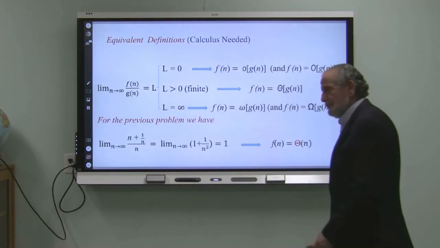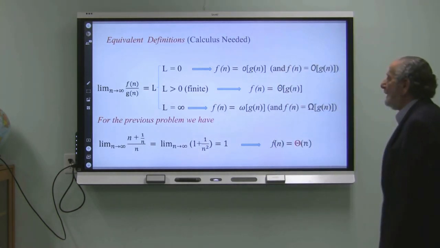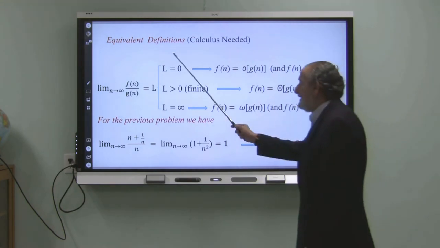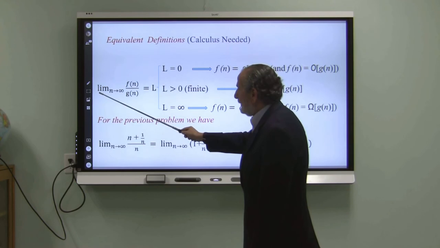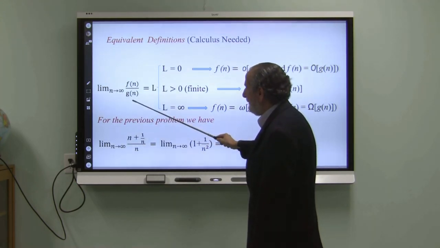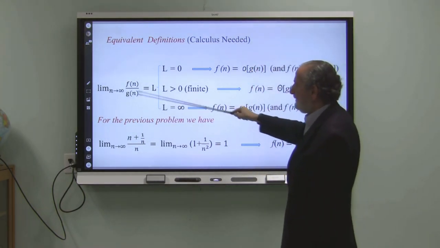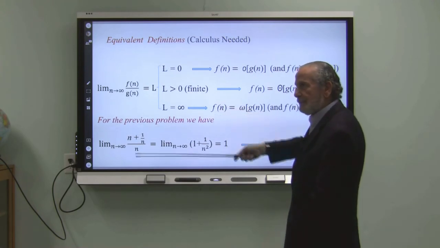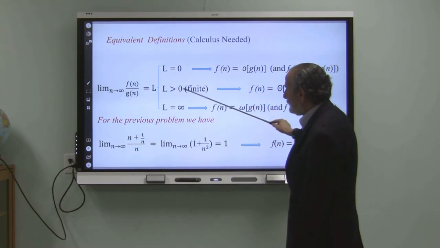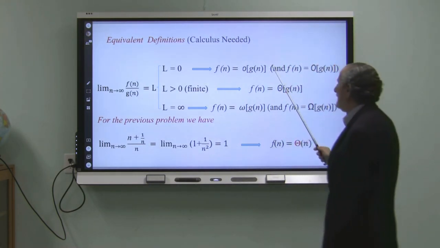Now, for those of you who like calculus, here are the definitions using calculus, okay? Equivalent definitions. You take the limit as n goes to infinity, f(n) over g(n), equals L. You have three cases. Remember, we're dealing with positive functions, okay? Otherwise, you have to take the absolute value. So, L could be 0, greater than 0 but finite, or L could be infinity.